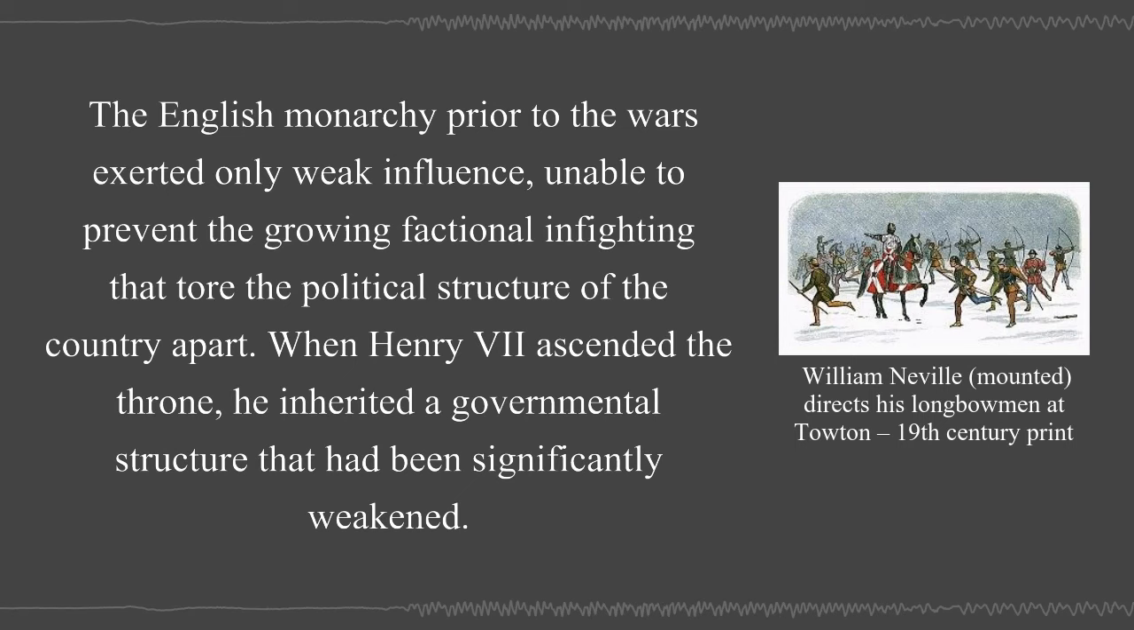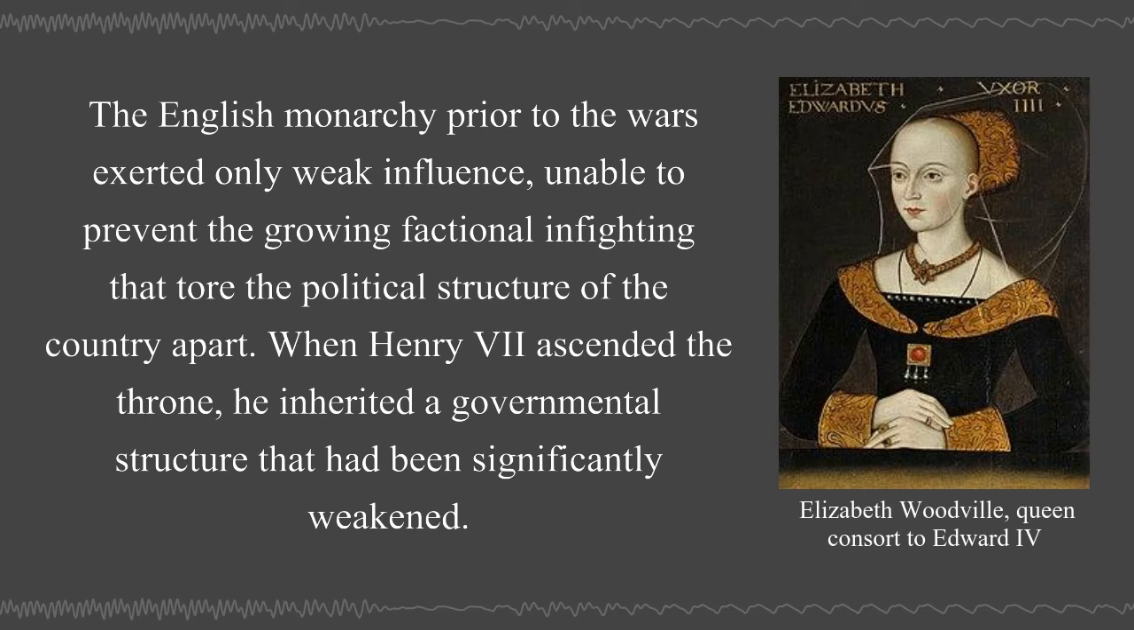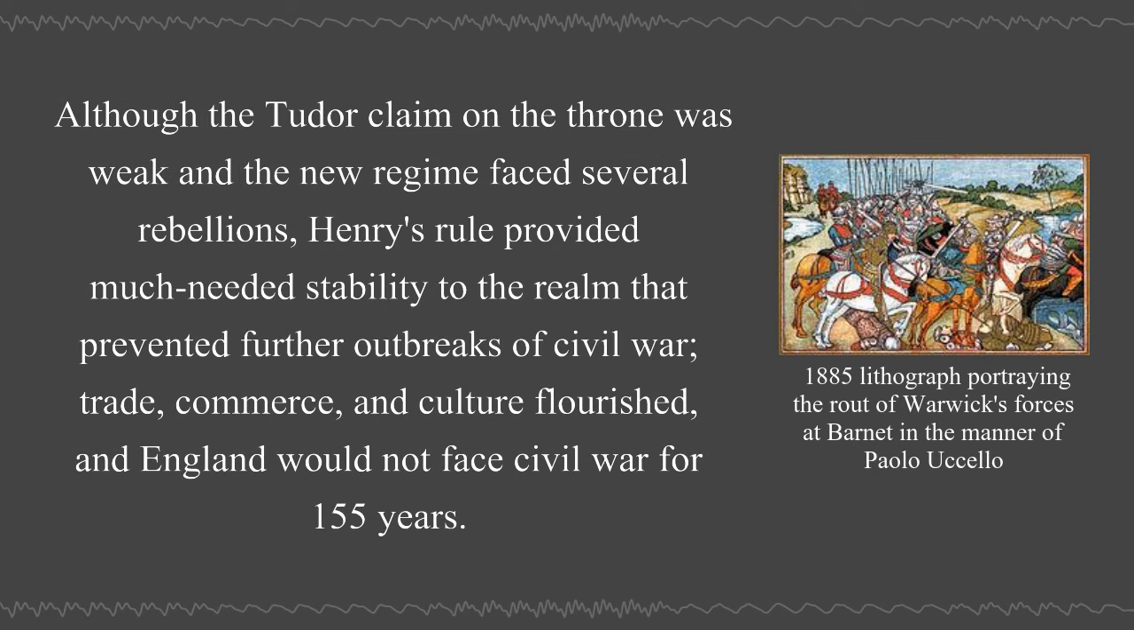The English monarchy prior to the wars exerted only weak influence, unable to prevent the growing factional infighting that tore the political structure of the country apart. When Henry VII ascended the throne, he inherited a governmental structure that had been significantly weakened. Although the Tudor claim on the throne was weak and the new regime faced several rebellions, Henry's rule provided much-needed stability to the realm that prevented further outbreaks of civil war.